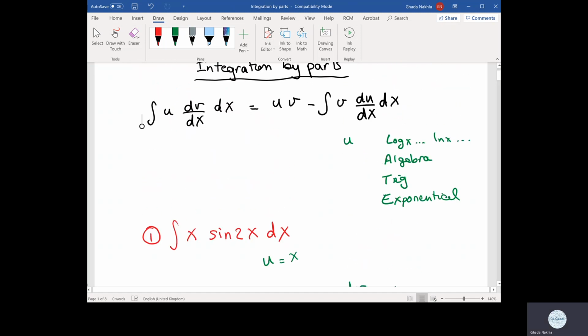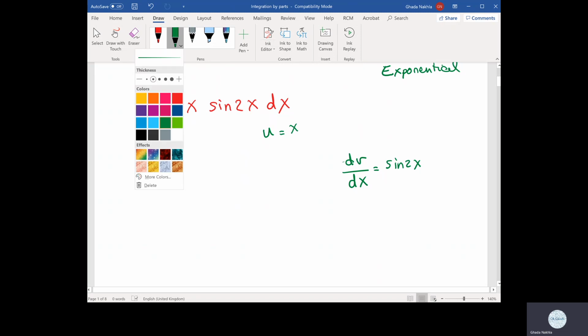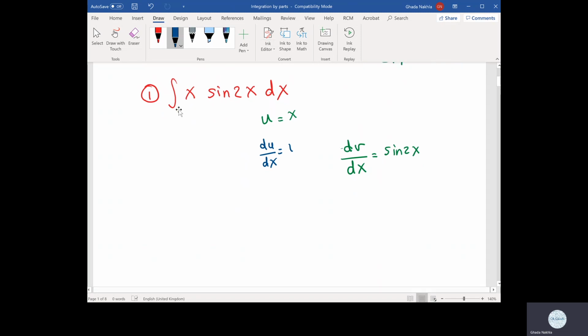Okay, so the answer would be u multiplied by v minus the integration of v du by dx dx. Now, before we apply the rule, let's differentiate u with respect to x. So du by dx. When you differentiate x, you get 1. This is x to the power of 0. You decrease the power, so the 0 will disappear. The 1 will become 0, and x to the 0 is 1. So it will all become 1.